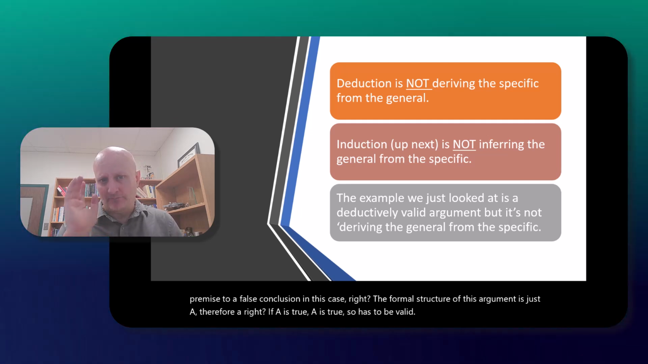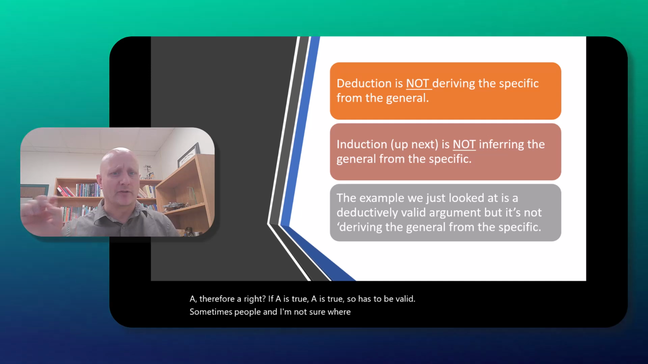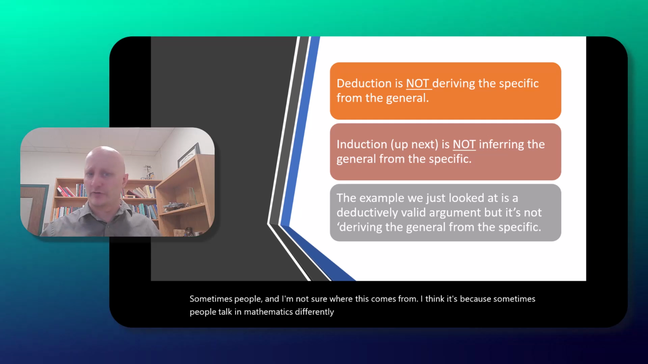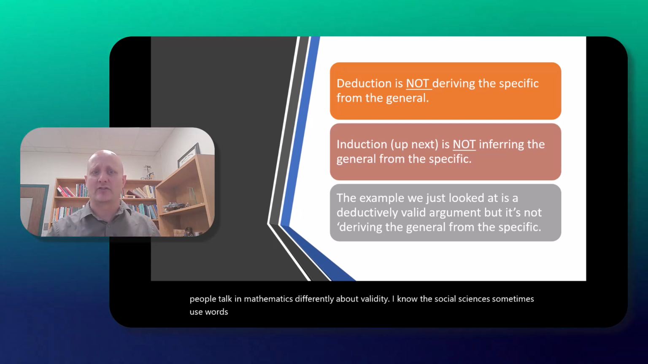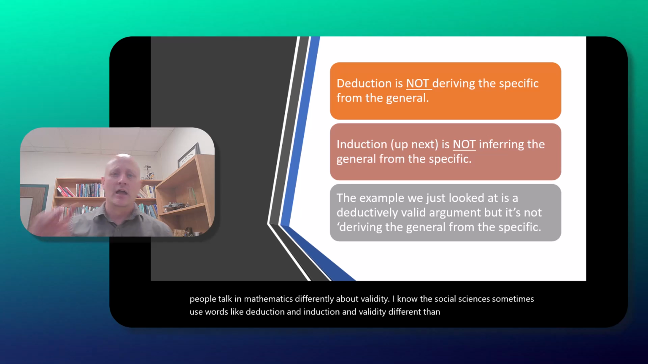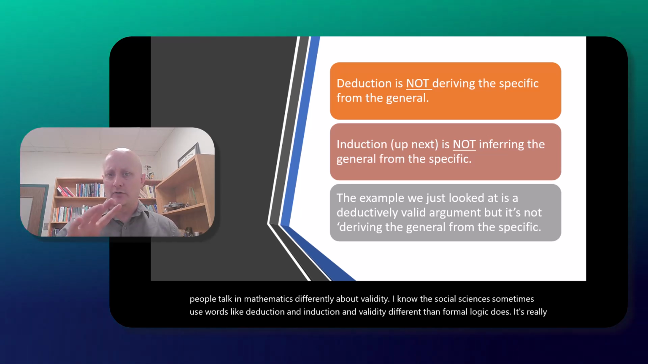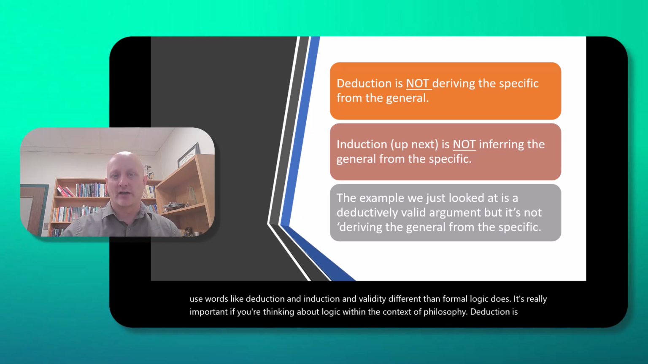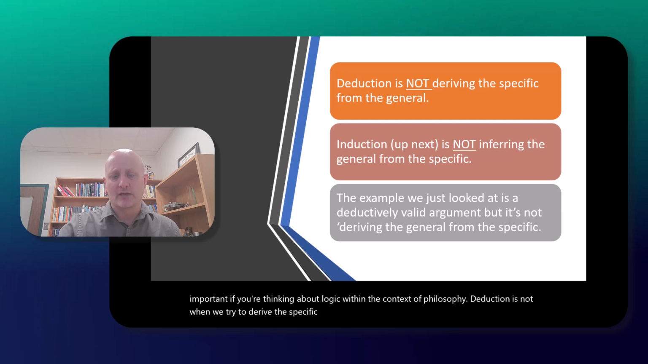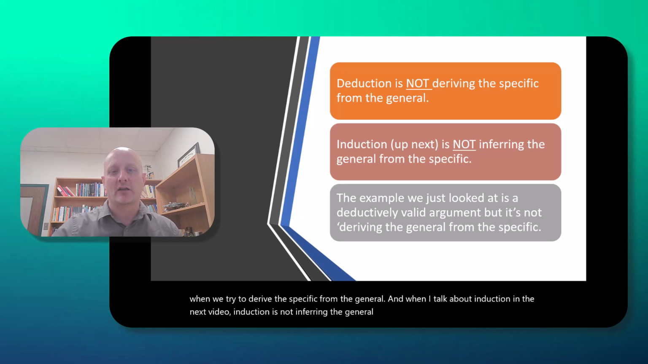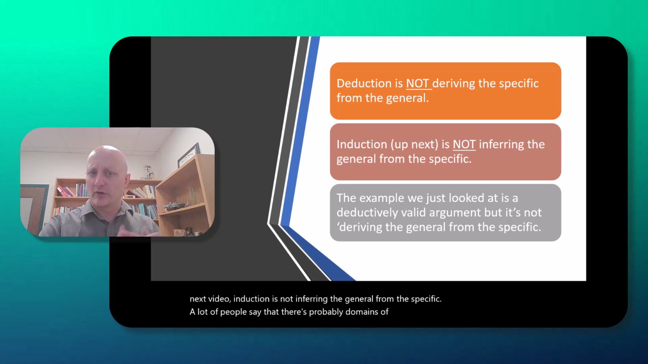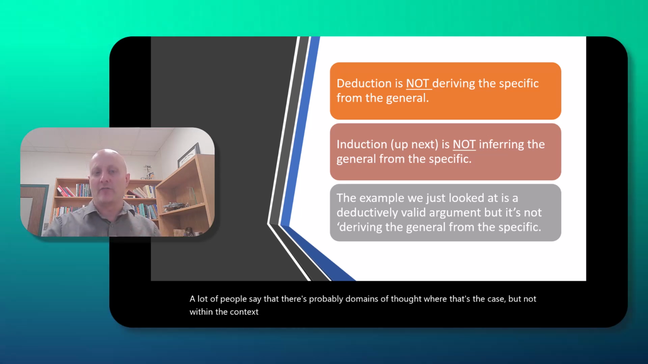Sometimes people, and I'm not sure where this comes from, I think it's because sometimes people talk in mathematics differently about validity. I know the social sciences sometimes use words like deduction and induction and validity differently than formal logic does. It's really important if you're thinking about logic within the context of philosophy. Deduction is not when we try to derive the specific from the general. And when I talk about induction in the next video, induction is not inferring the general from the specific. A lot of people say that. There's probably domains of thought where that's the case, but not within the context of philosophical logic.